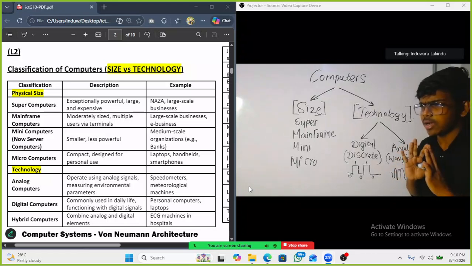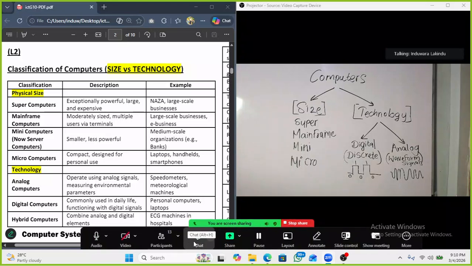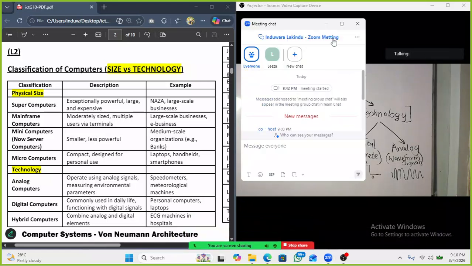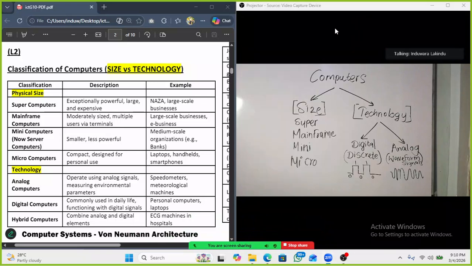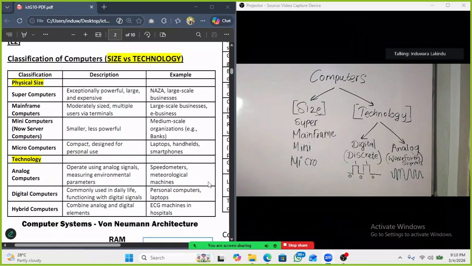Is this part clear? If you have any doubts based on the things I just taught, put me a message in the chat quickly. Waiting for the chat. No doubts again.